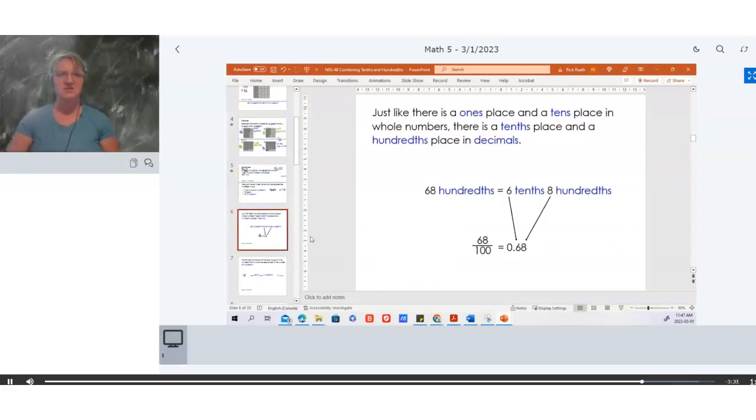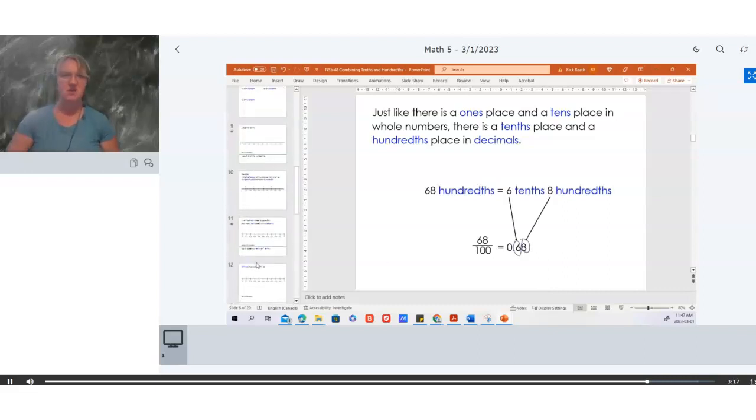Just like the ones place and tens place, this is what I've been emphasizing through the whole thing. There is the tenths place and the hundredths place in decimals. That's just what I've been saying throughout, so that's really nothing new to present on that slide.